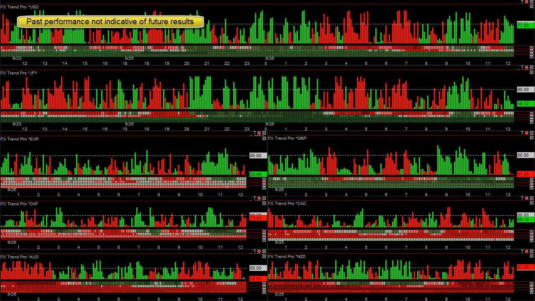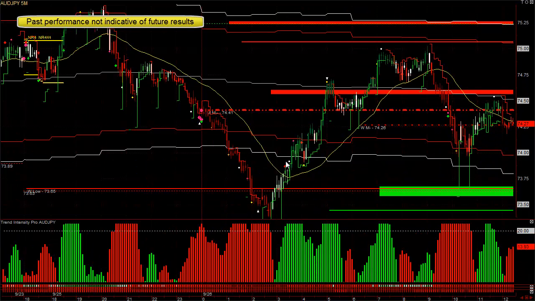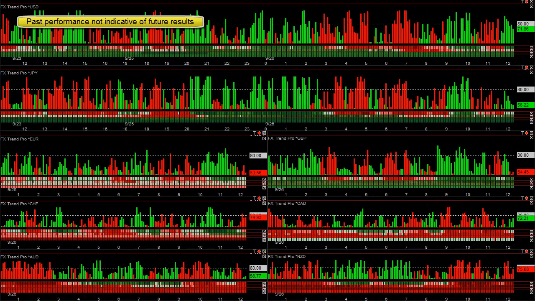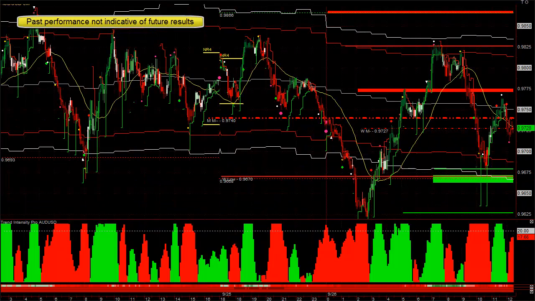Notice from about 3 to 7, the dollar's weakness caused the Australian, or this is actually the yen. The yen from 330 became weak, and that caused the Australian yen to go up. Here's the Australian dollar. Same thing happened.